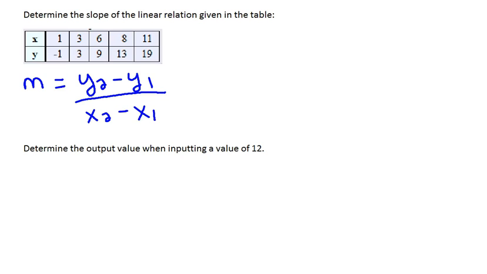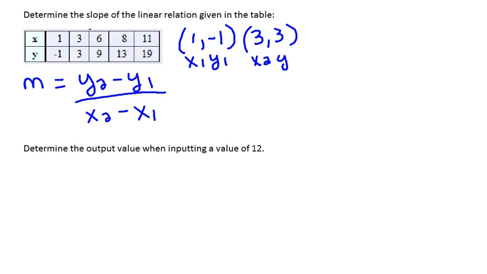And we can pick any numbers here. We don't have to use every number in the table. I tend to use the smaller numbers, so let's start at the end. Let's use 1, negative 1 as one point, and then let's use 3, 3 as the other point. So this 1 would be x1, the negative 1 would be y1, and then our 3 would be x2, and the other 3 would be y2.